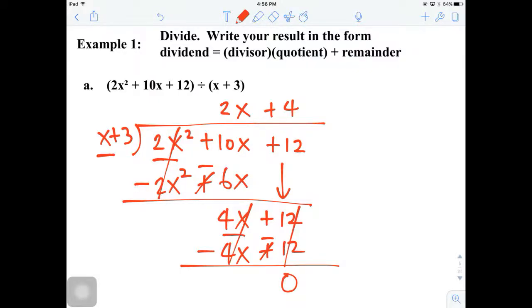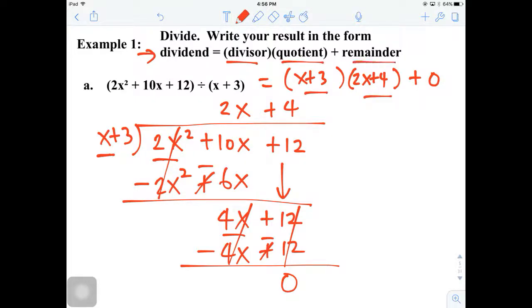So I can rewrite the answer as 2x plus 4 times the divisor, which is x plus 3, plus the remainder of 0. That's one of the methods. They are asking you specifically to multiply the divisor by the quotient, so let me put the divisor first. That's x plus 3, times 2x plus 4, plus the remainder. So that's divisor times quotient plus remainder, and that is the format that we're going to write it in.